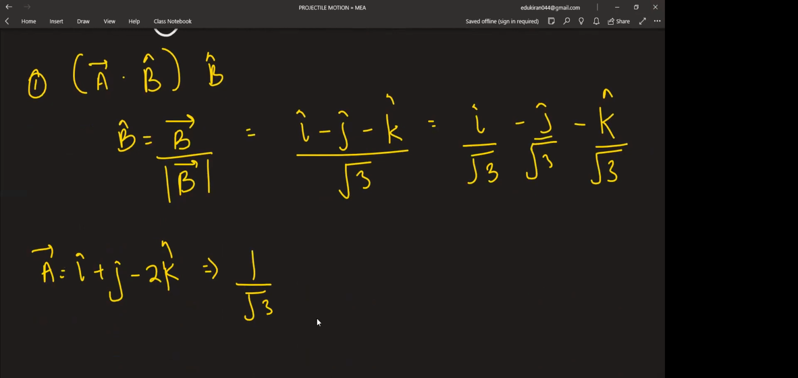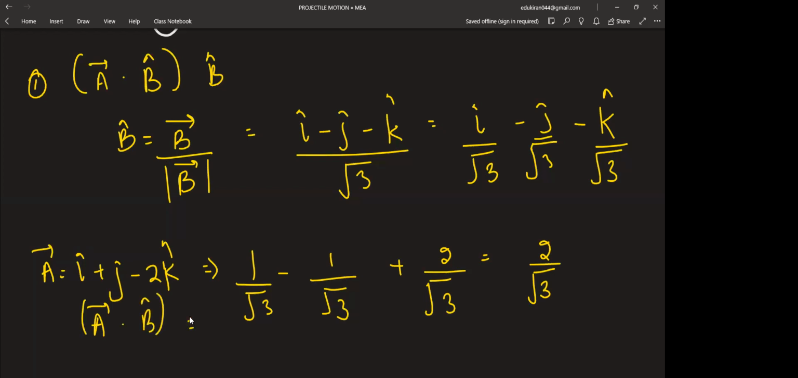So 1 by root 3 into 1 is 1 by root 3. 1 into minus 1 by root 3 is minus 1 by root 3. Right? And minus 2 getting multiplied to this, that becomes plus 2 by root 3. So this becomes 1 minus 1 will be 0. Final answer would be 2 by root 3. So what is this? This is A vector dot multiplied to B cap. This is the part which I have written. But we have to multiply it to B cap also.